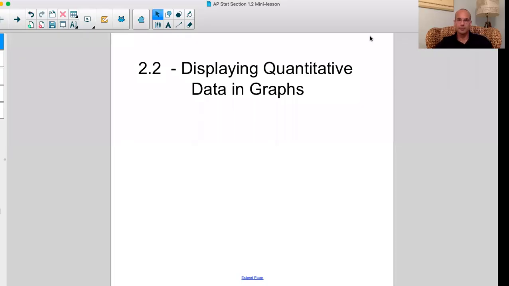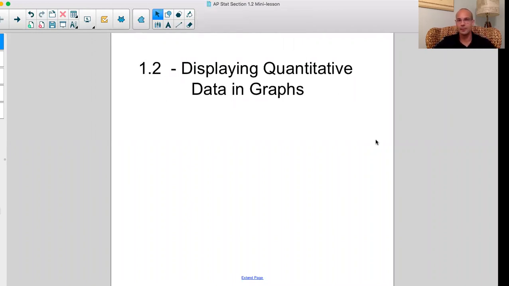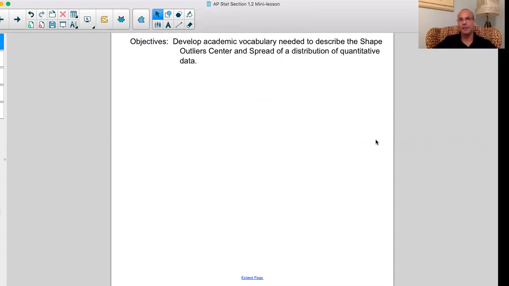This is your mini lesson for chapter 1, section 2, displaying quantitative data in graphs. So first we'll lay out the objectives. We're going to develop academic vocabulary needed to describe the shape, outliers, center, and spread of a distribution of quantitative data. Since we're talking quantitative data, it's going to be numbers, and it's going to be a visualization of a set of numbers, and we'll have those four things we want to describe.